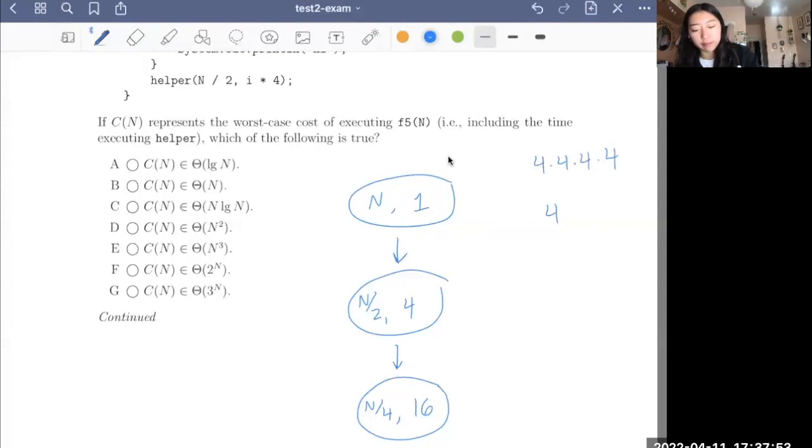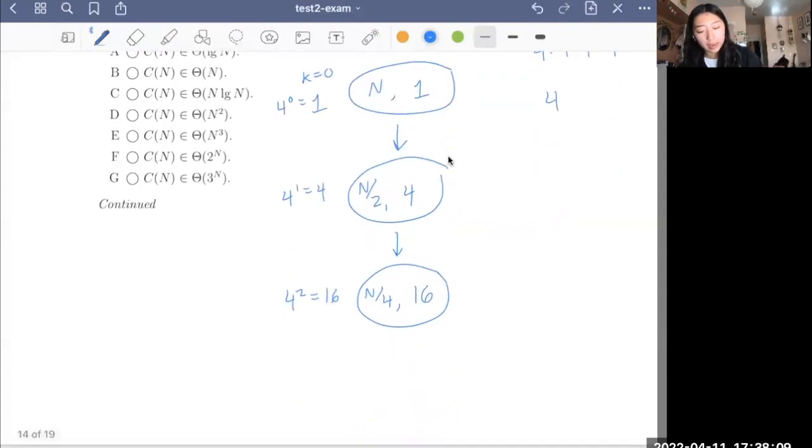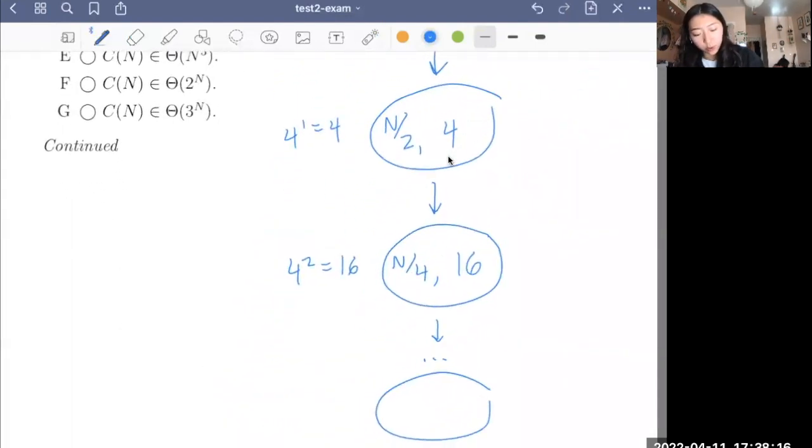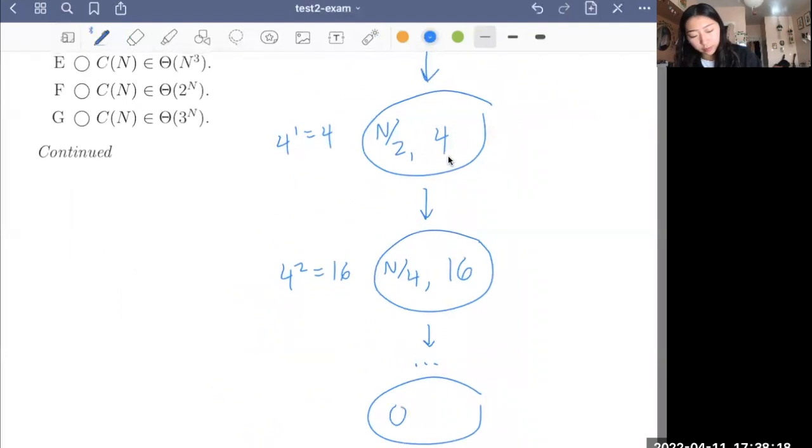And so if this is level k equals 0, then we see 4 to the 0 equals 1. And so that's here. 4 to the 1 equals 4. 4 squared equals 16. And so we're just repeatedly multiplying by 4 over and over and over. And that's how the second argument is growing. And the first argument is just getting halved each time, kind of like normal. And eventually we'll reach the base case where n is 0.